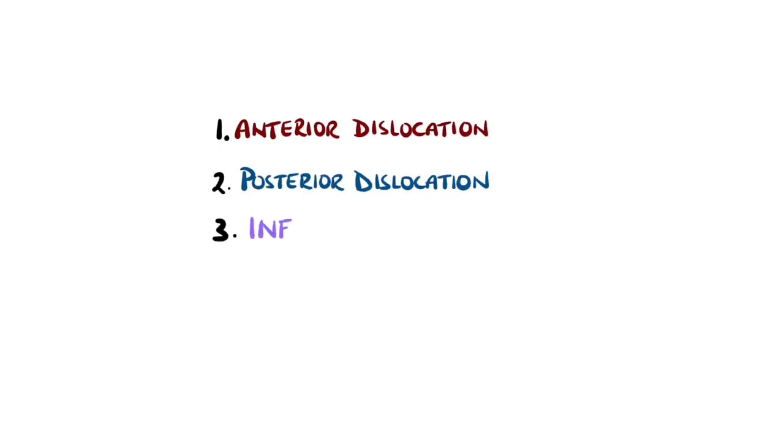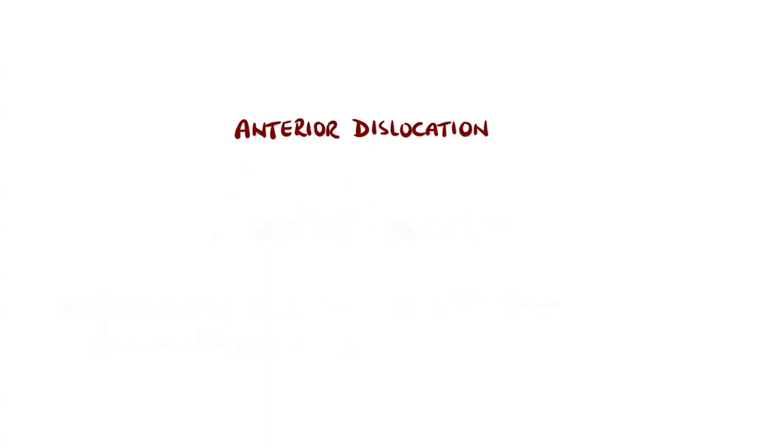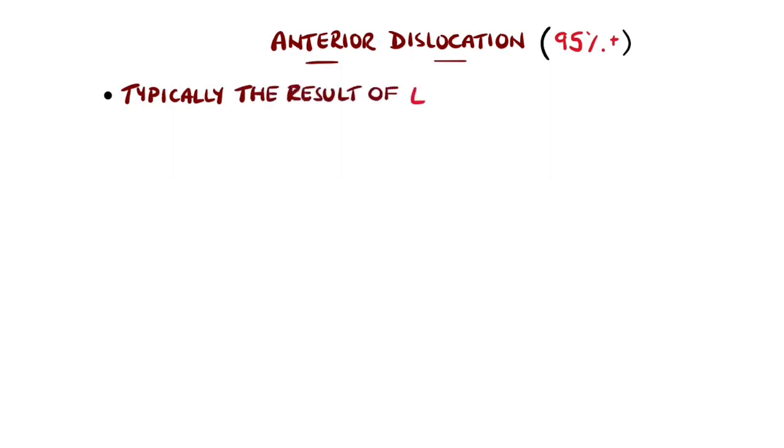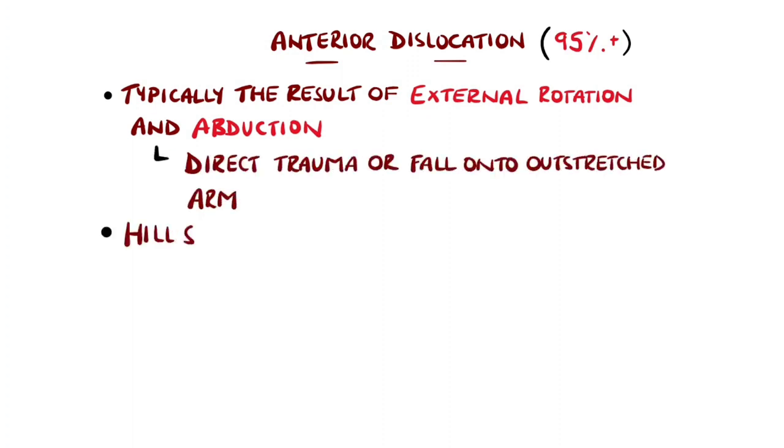It can be dislocated in 3 main ways: anterior, posterior, or inferior. Superior dislocation is generally prevented by the coracoacromial arch. Anterior is by far the most common, because this is where the joint capsule is weakest. It happens as a result of abduction, extension, and external rotation of the humerus, often due to direct trauma or a fall onto an outstretched arm.